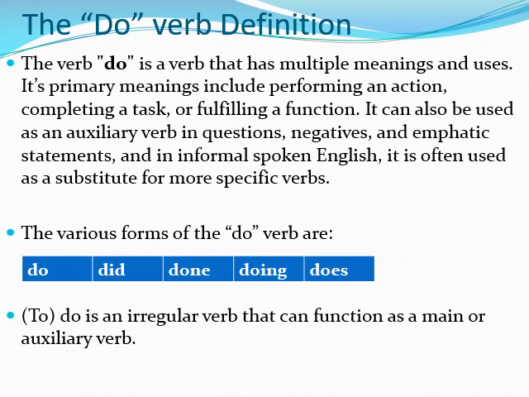So it takes the place of other verbs. When you're feeling lazy, just use do. The various forms of the do verb are do, did, done, doing, and does. To do is an irregular verb that can function as a main or auxiliary verb.